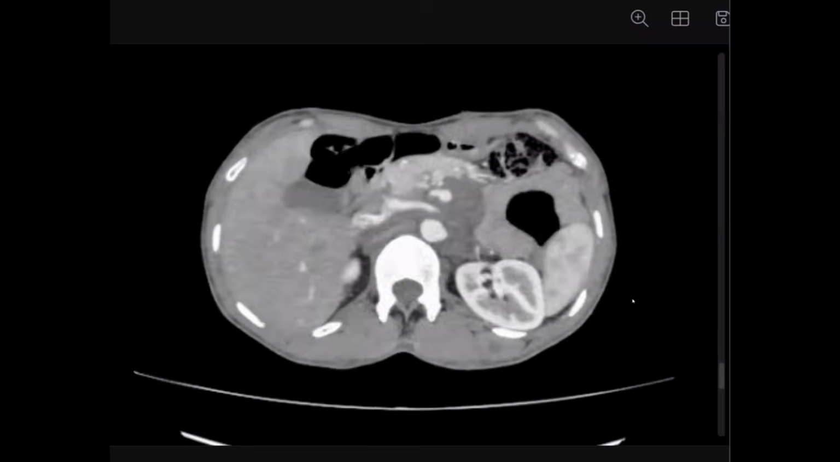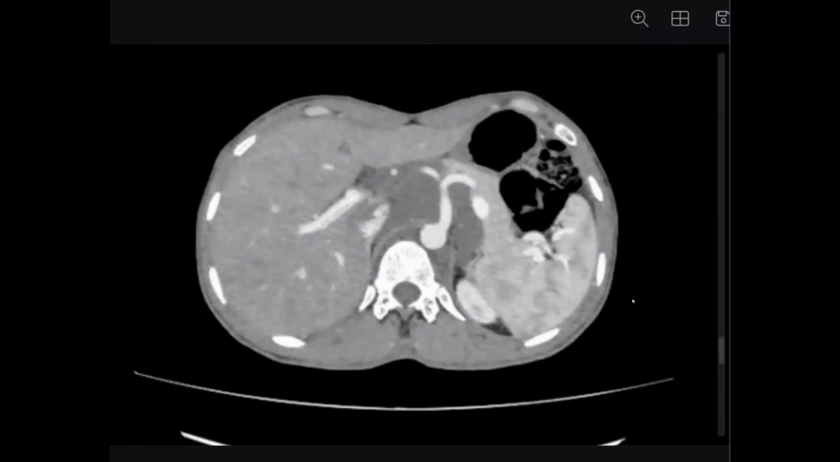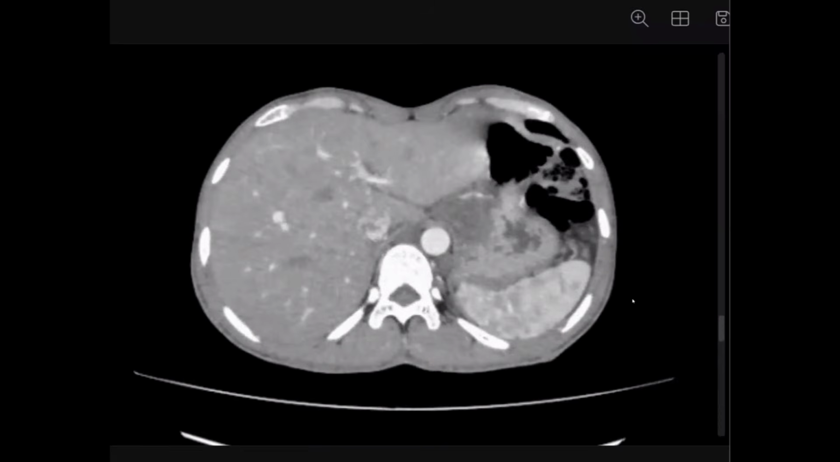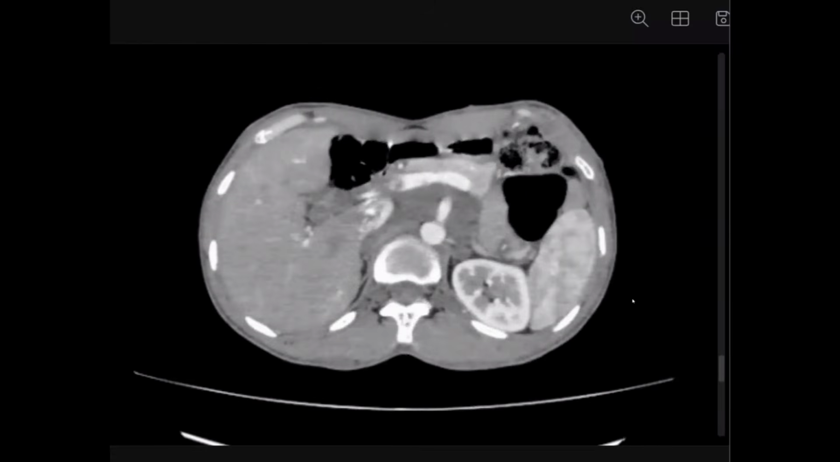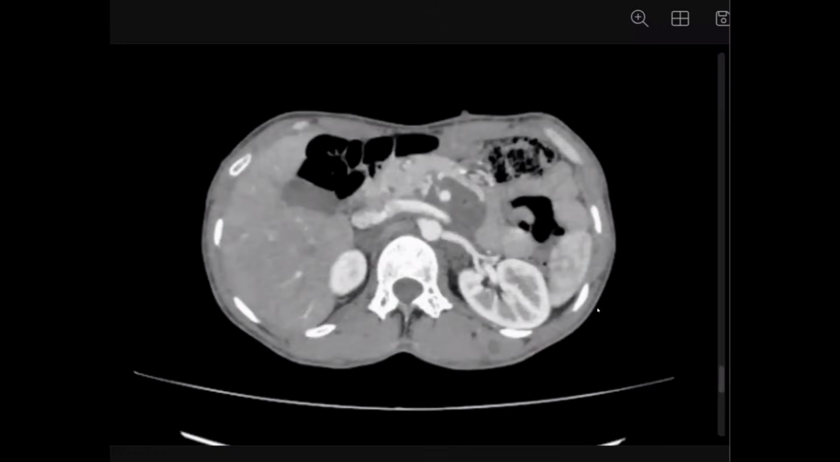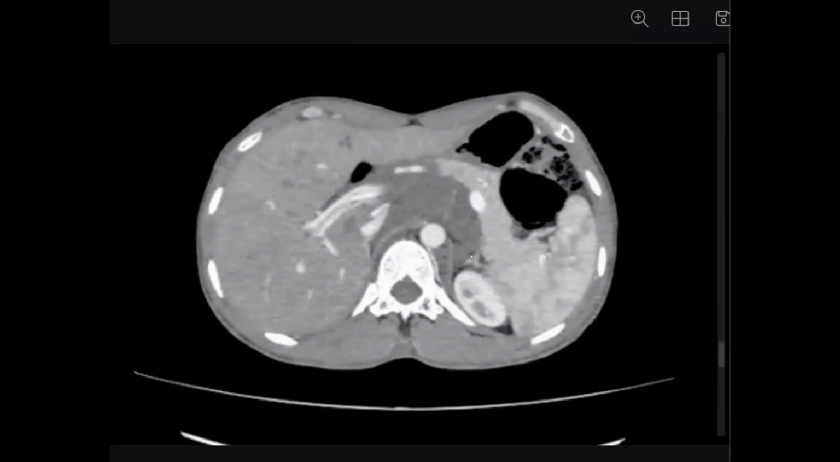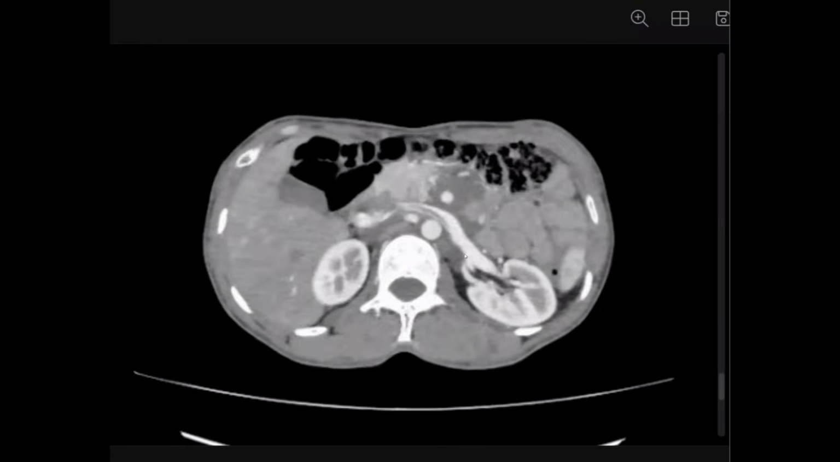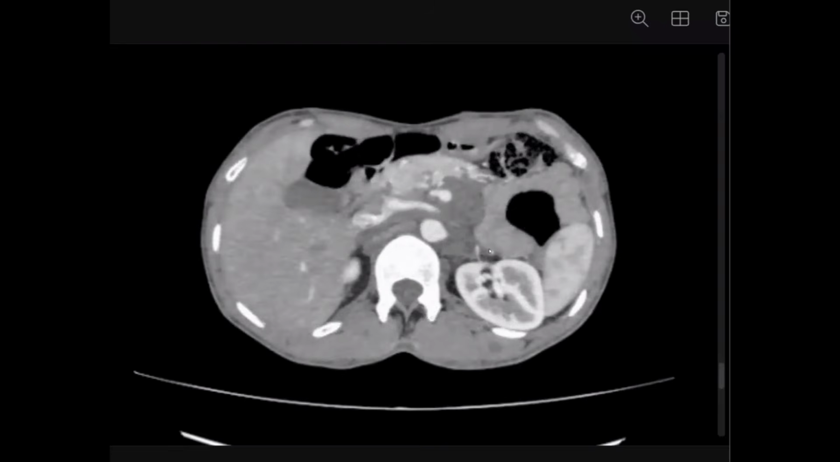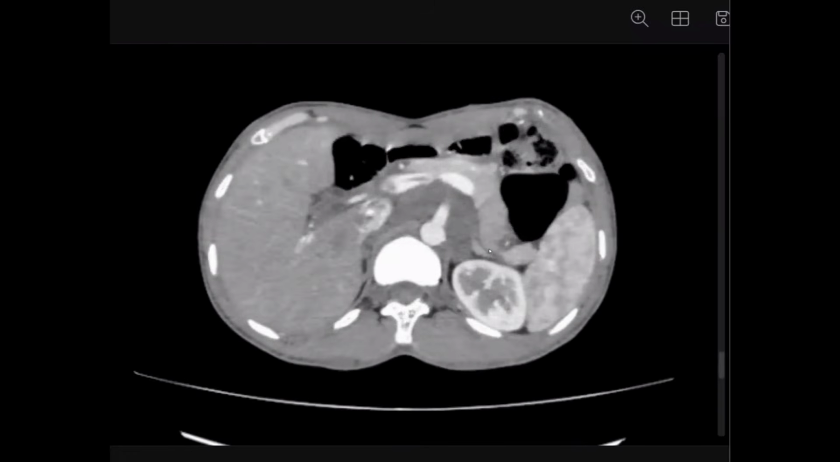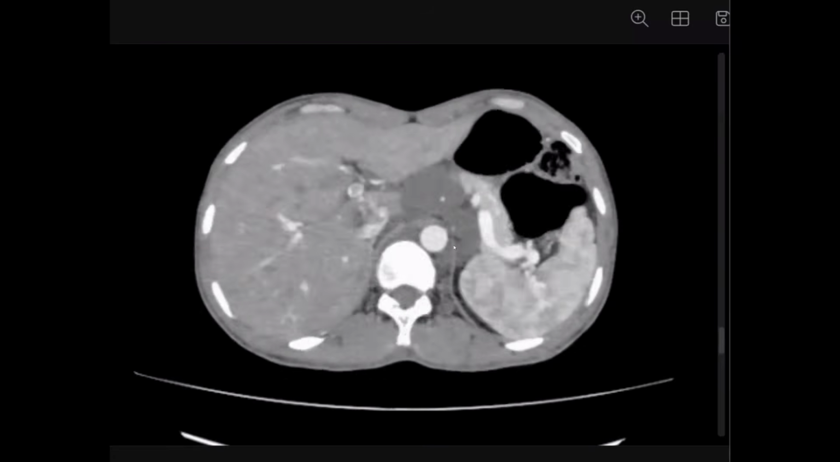I'm looking at a hypodense area in the IVC, but this is not a portovenous phase. Ignore this one, it is a flow artifact. So we have a retroperitoneal mass. Is it enhancing or not enhancing? What do you think? Encasing the aortic vessel, it is not enhancing. Not enhancing.